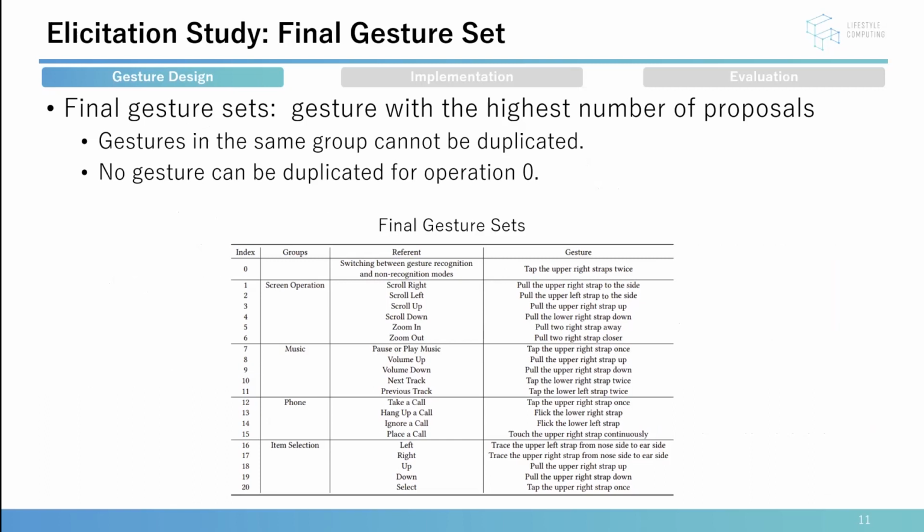Finally, the gesture with the highest number of suggestions was chosen as the final gesture set. The rules for gesture conflict were two things. First, gestures in the same group cannot be duplicated. Second, no gesture can be duplicated for operation 0.